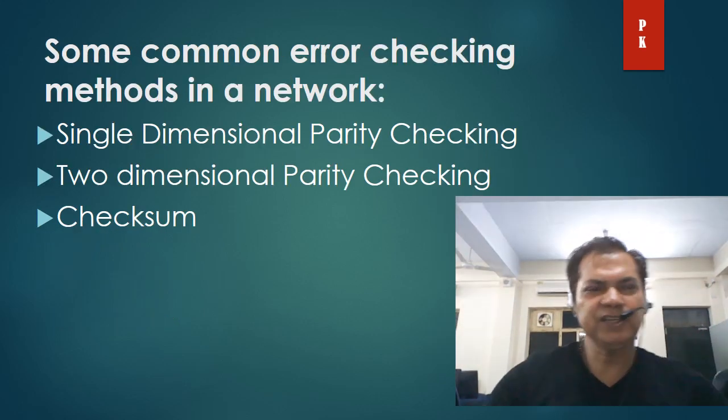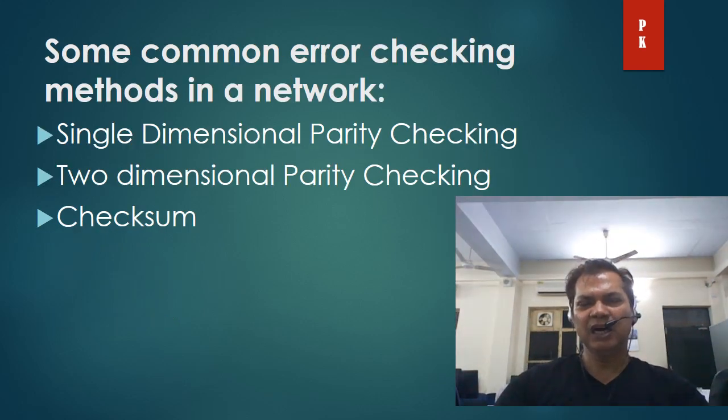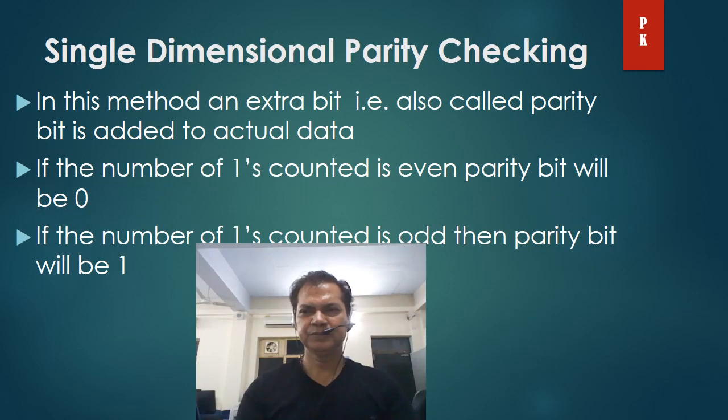Some common error checking methods in a network are single dimensional parity checking, two-dimensional parity checking, or checksum. These are the three common error checking methods in a network. Single dimensional parity checking is one of the methods to check for errors in a network. In this method, we add a parity bit, that is an extra bit, to our original data.